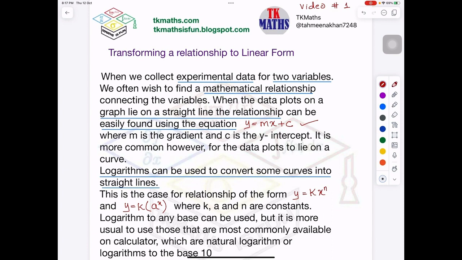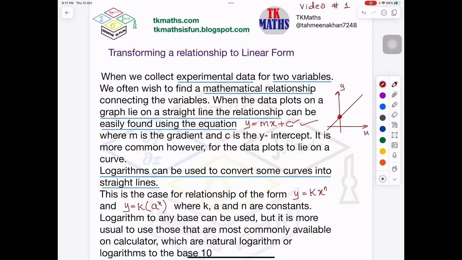Now when an experiment is done and the data is collected for two factors, two variables, one we write on the x-axis, one on the y-axis, and the linear form equation passes like this. This point is called the y-intercept. Usually we write y here and x here. So the data on the y-axis which intercepts here is represented by c.